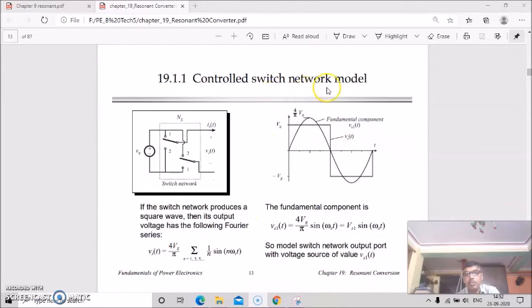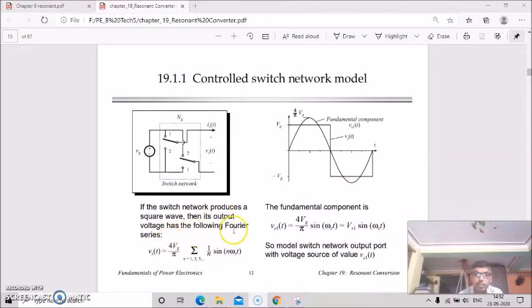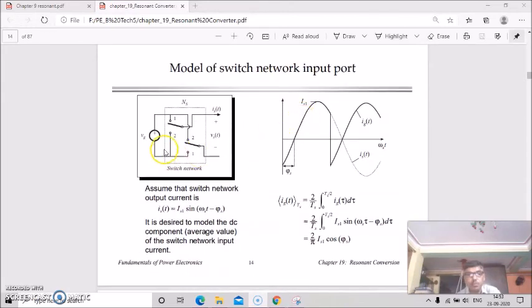This is the controlled switch network model. Basically, this is the switch network, and these are the waveforms. If the switch network produces a square wave, then its output voltage has a Fourier series like this. The fundamental component is this. So we model the switch network output port with a voltage source of value vs1(t). This is the model of the switch network output port.